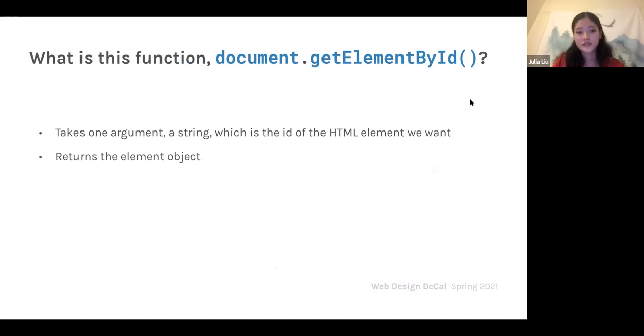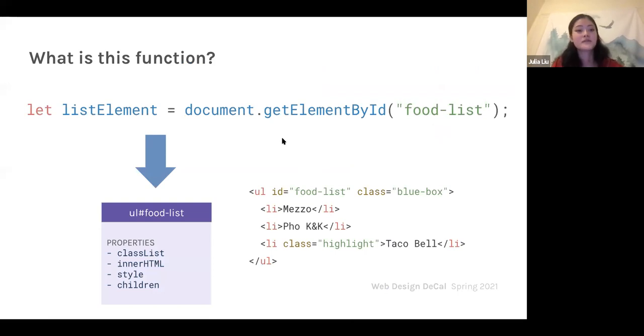So what is this function doing exactly? It essentially takes one argument, a string, which is the ID of the HTML element we want, and then it returns the element object. So let's go into detail about how this really works. For example, here we have a line that says let listElement equals document.getElementById, and we pass in the string "food-list". The string "food-list" represents the ID of the element that we want to select.